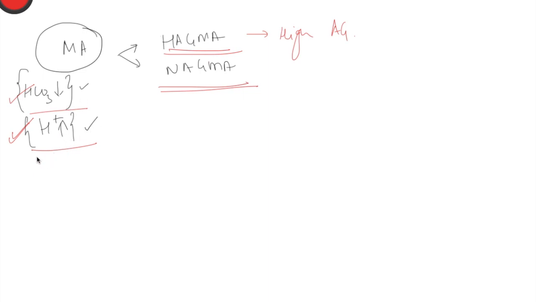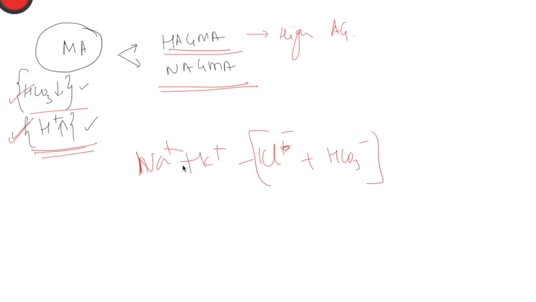Now if your H plus increases, because H plus is not taken into account in your anion gap formula, as you just saw, sodium minus chloride plus HCO3 minus, there is no H plus depicted in the formula. So your anion gap will remain the same. So this is called normal anion gap metabolic acidosis.